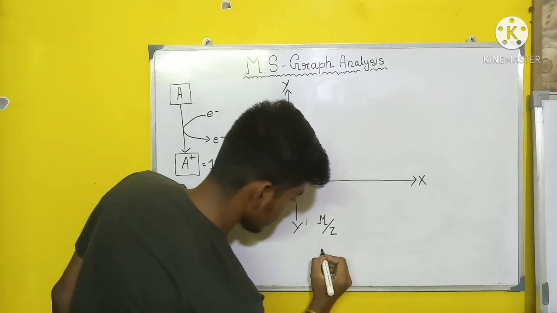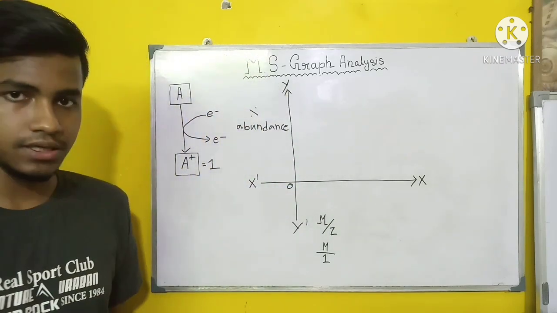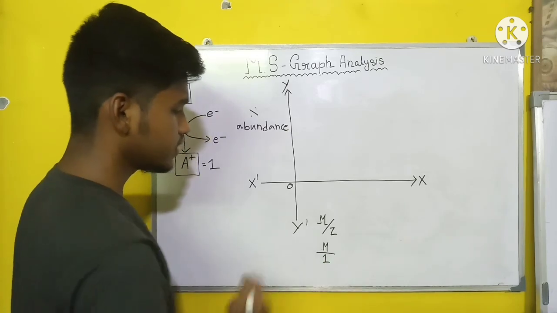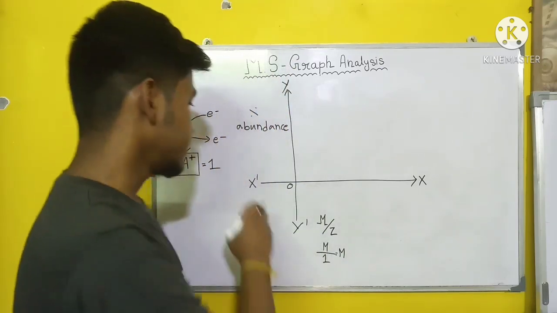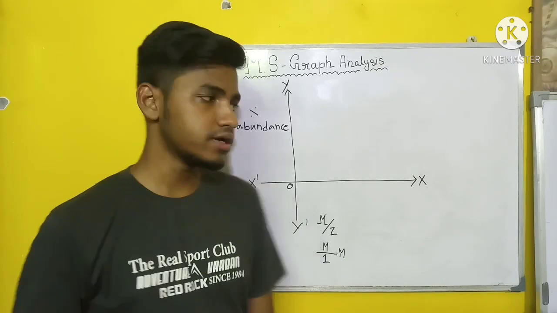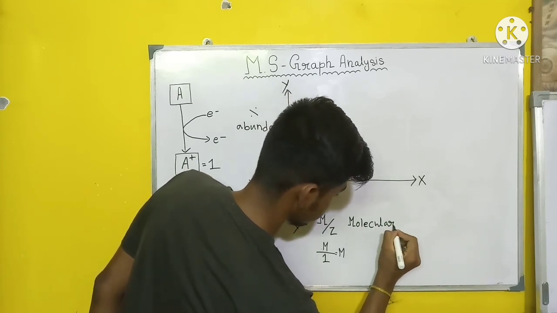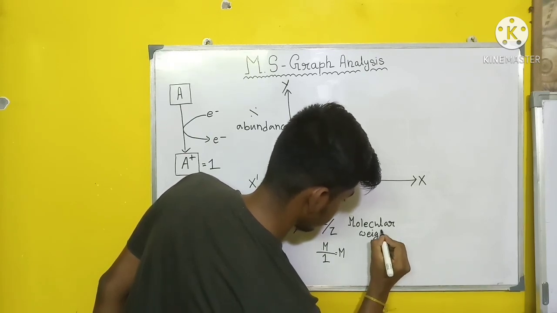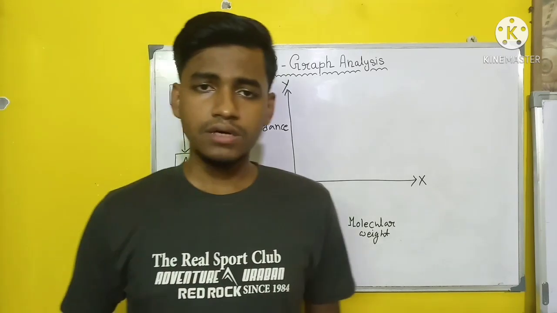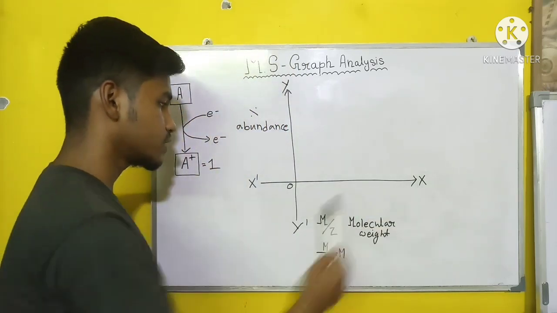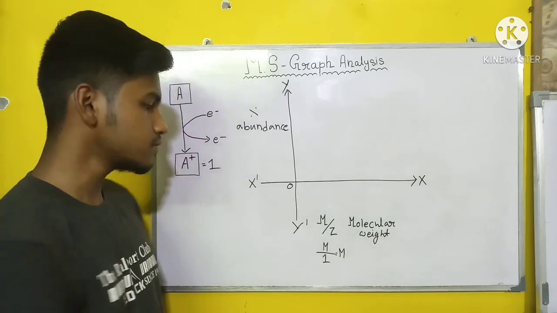So if we write the charge 1 here, we get m by 1, and m by 1 equals m. So now we can conclude that the x bar to x line stands for molecular weight. I hope now you know how the x bar to x line, which denotes mass by charge ratio, actually denotes the molecular weight.